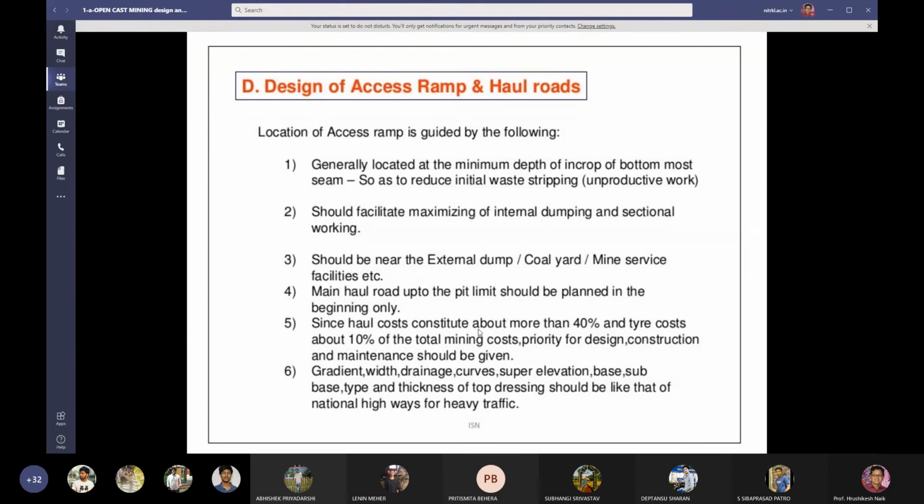Since haul costs constitute more than 40% and tire cost about 10% of the total mining costs, priority for design, construction, and maintenance should be given. Gradient, width, drainage, curves, super elevation, base, sub-base type, and thickness of top dressing should be like that of national highways for heavy traffic.